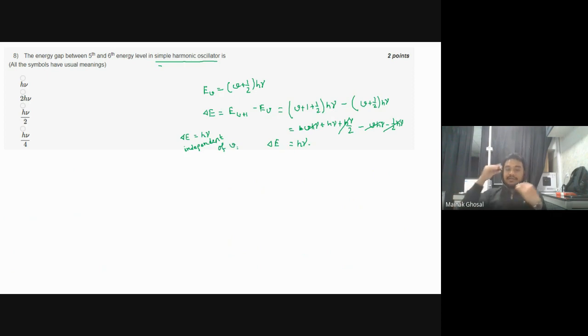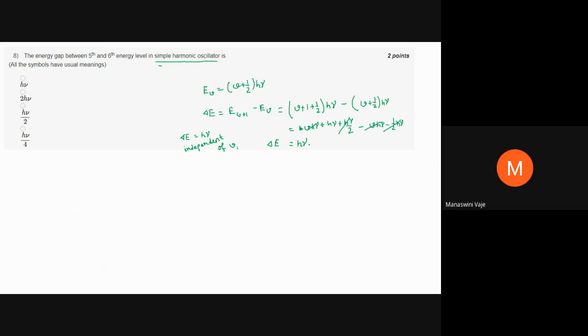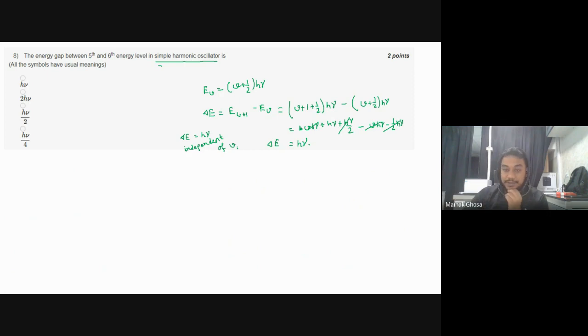Suppose someone is asking for simple harmonic oscillator, what is the energy difference between V equals 100 level and V equals 101 level? So what will be the answer? No, it will be h nu only. Okay. So any two successive levels, the energy difference is always h nu.